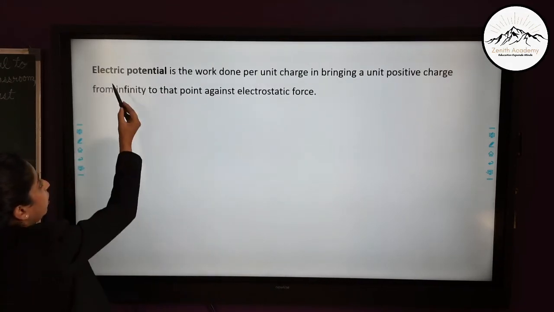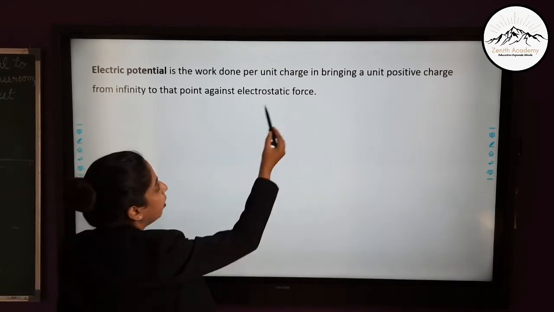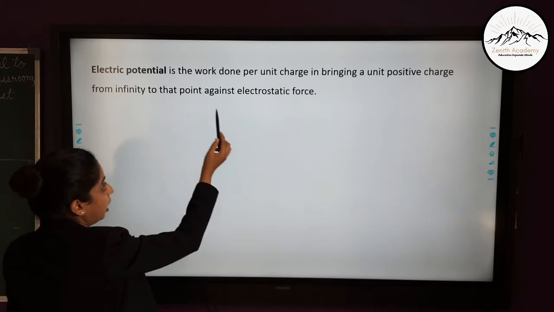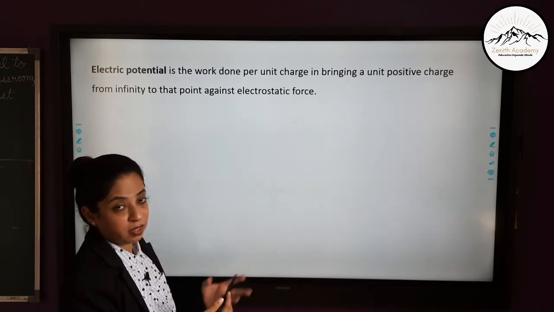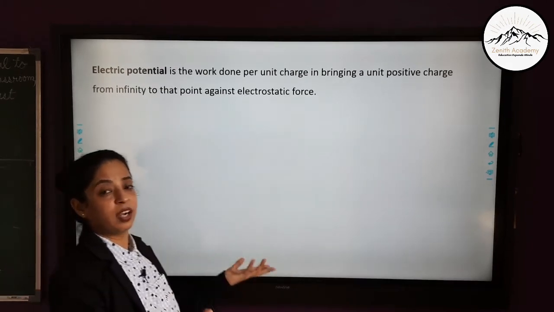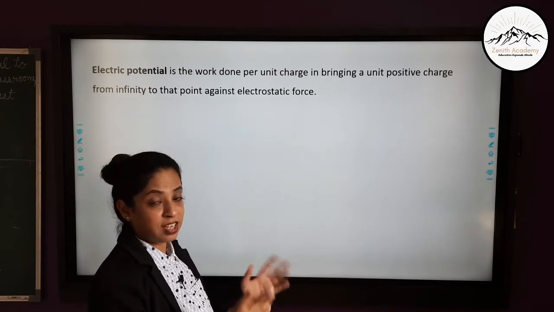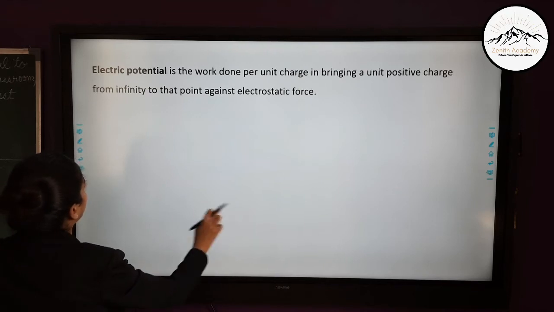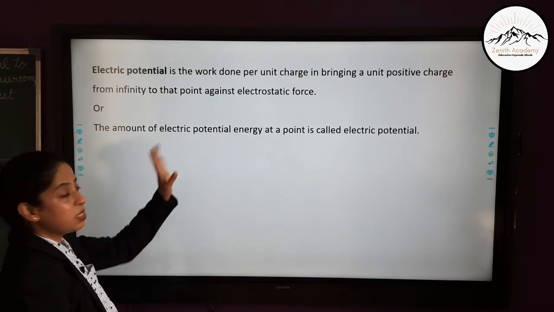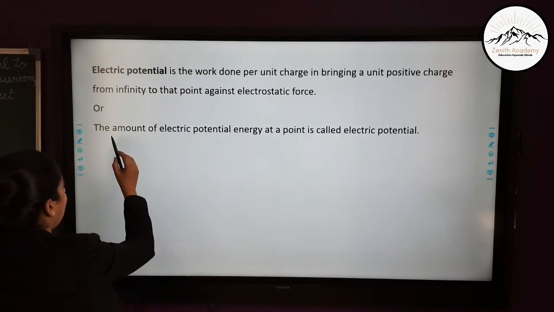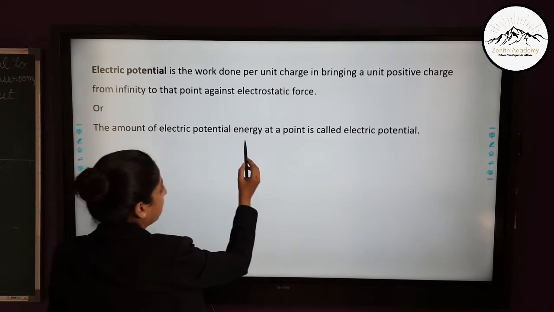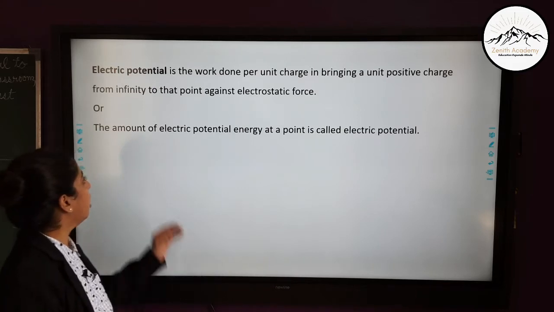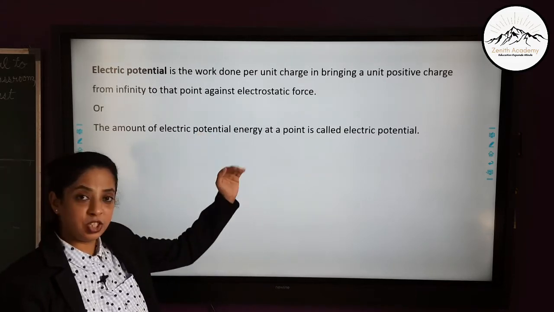So, now we know electric potential is the work done per unit charge in bringing a unit positive charge from infinity to that point against the electrostatic force, and there is no electrostatic force between the two charges as they are separated by infinity. Or in simple words, we can define it as the amount of electric potential energy at a point. So, at a particular point, what is the amount of electric potential energy?